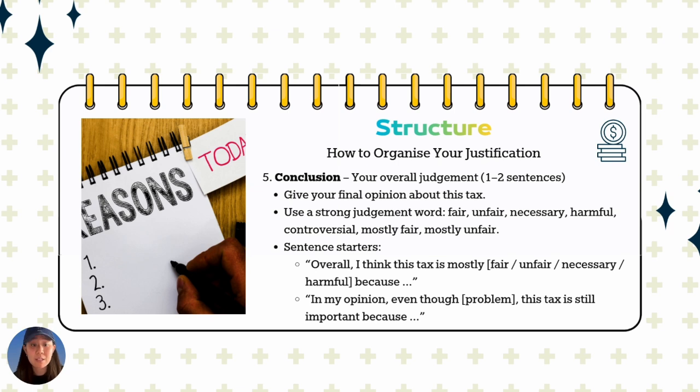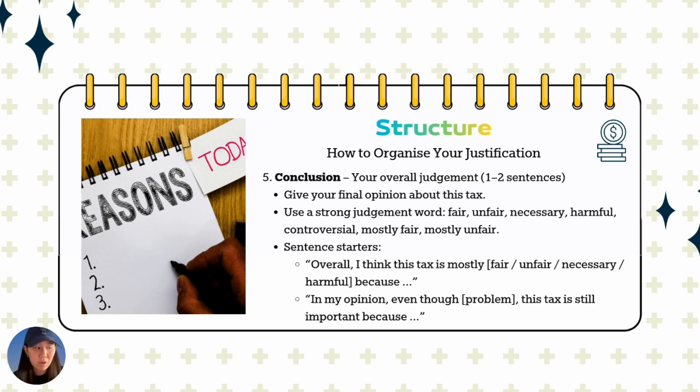So the last step is the conclusion, which is about your overall judgment. Here you write 1 to 2 sentences to give your final opinion about the tax. On the slide, you can see some strong judgment words you can use, and also the sentence starters you can use as well.